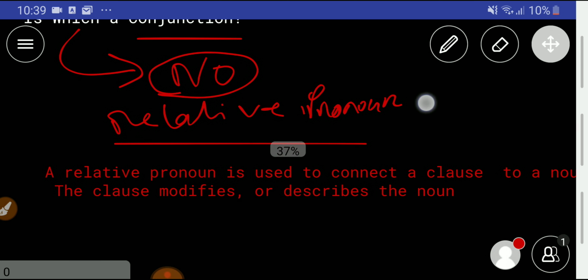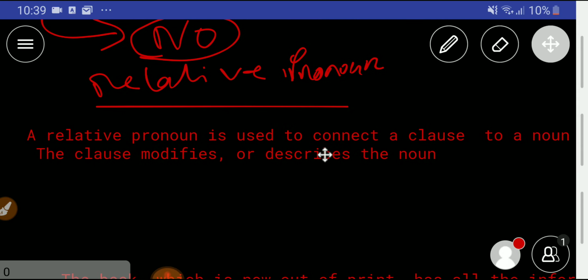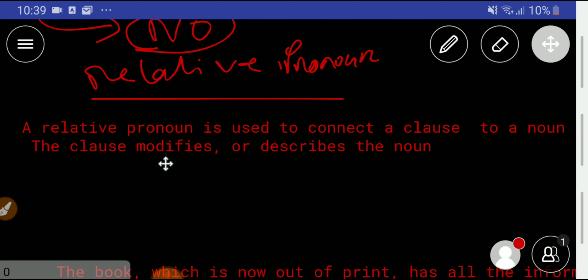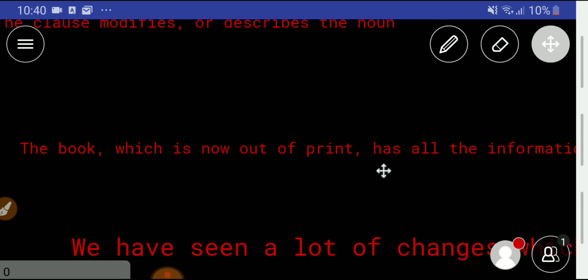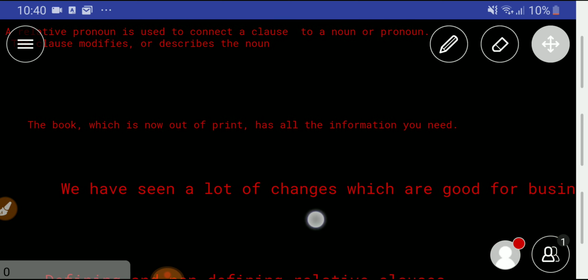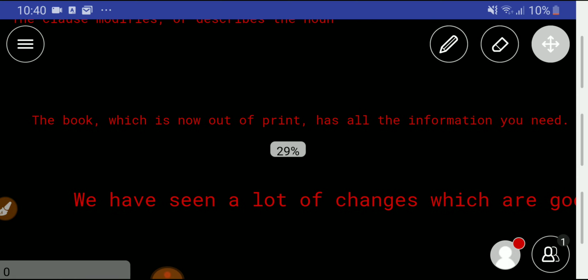Okay, now let me tell you what a relative pronoun is. A relative pronoun is used to connect a clause to a noun or pronoun. This clause with a relative pronoun modifies or describes the noun. Let me tell you this with an example. Let me zoom in so that you can understand it clearly. This is the example.